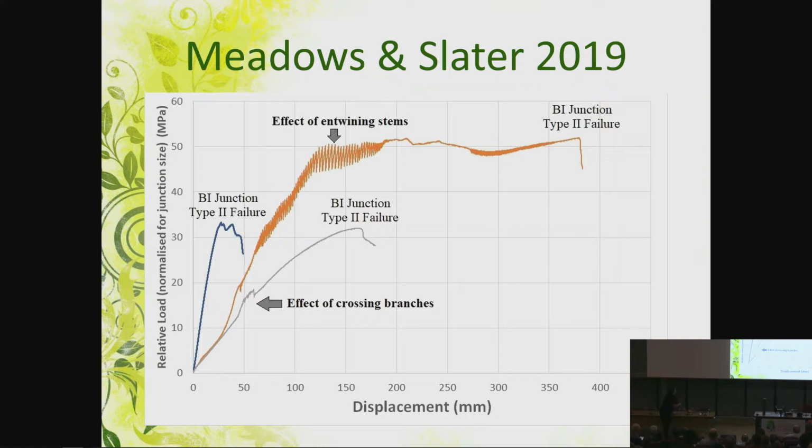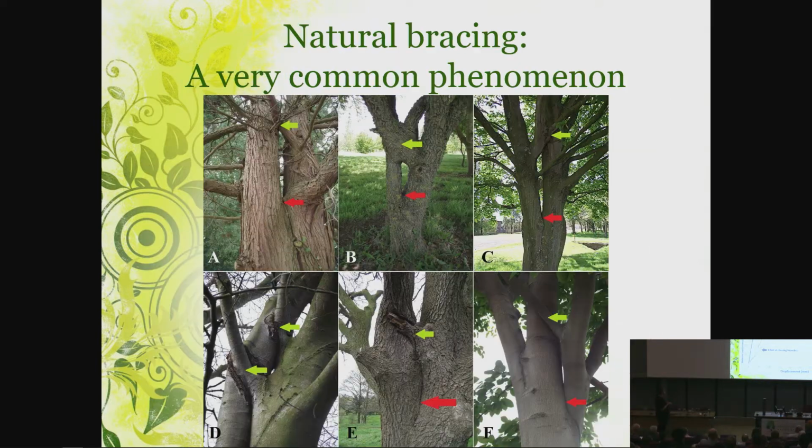But this one here had two entwining limbs, and essentially it just kept on giving mechanical resistance to breaking apart for a long, long period of time. It's nice to evidence the natural bracings. They're not just there, you can visually assess that they're associated with the bark inclusion, but you can actually gauge what level of strength they're giving to that junction.